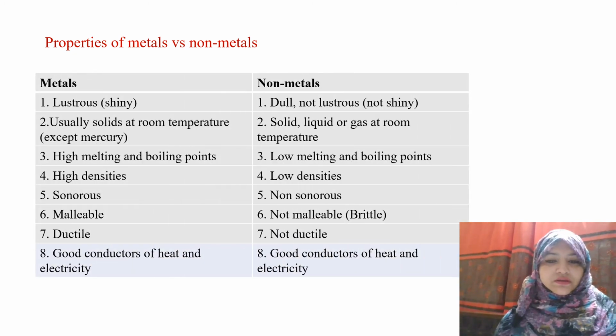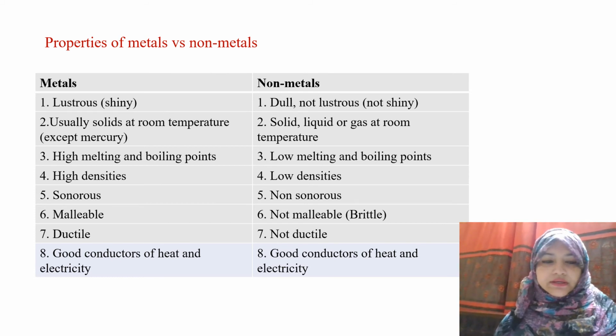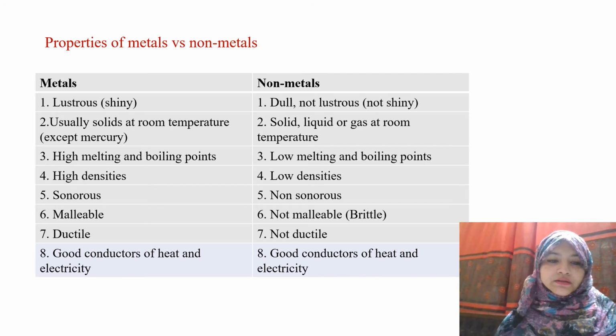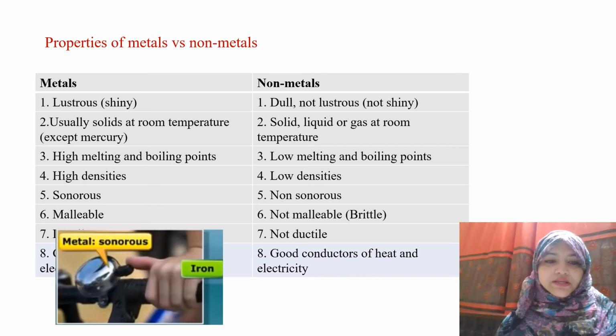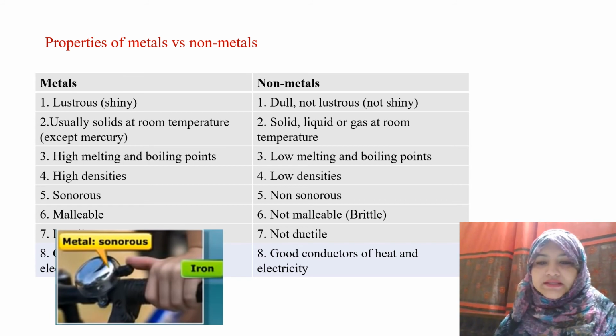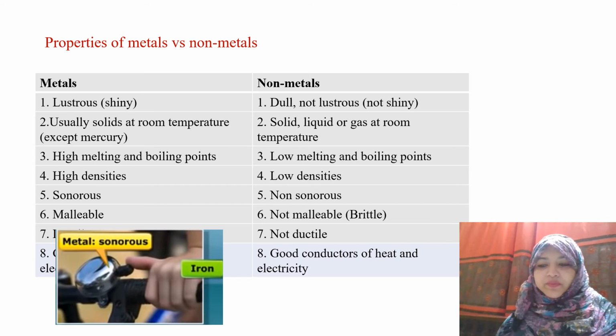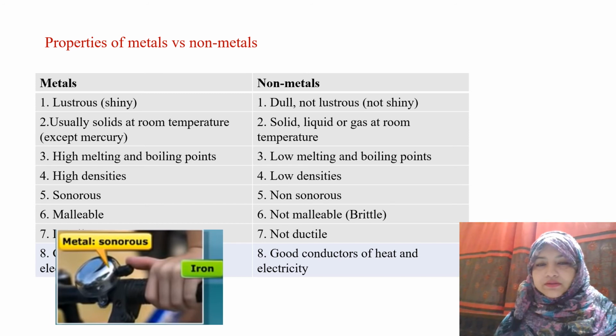Look at this table. From our previous discussions and today's discussion, we can make this table. Number one, lustrous. That means metals are lustrous, they are shiny. And non-metals are dull and non-lustrous, which means they are not shiny. From our previous pictures we have easily observed that sulfur and carbon are all dull, not shiny.